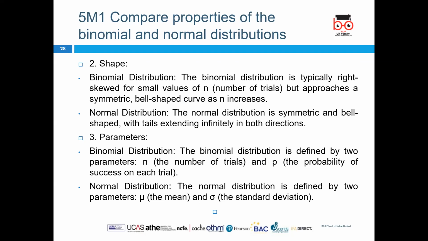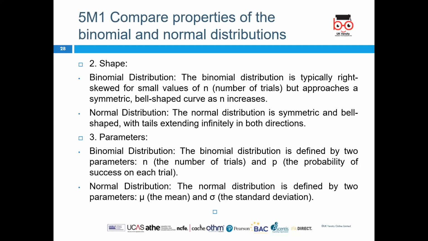Then you have the shape of the curve of the distribution. So the binomial distribution is typically right skewed for small values of n, but approaches a symmetric bell-shaped curve as n increases, where n is the sample size. Whereas the normal distribution is a symmetric and bell-shaped curve with tails extending infinitely in both directions.